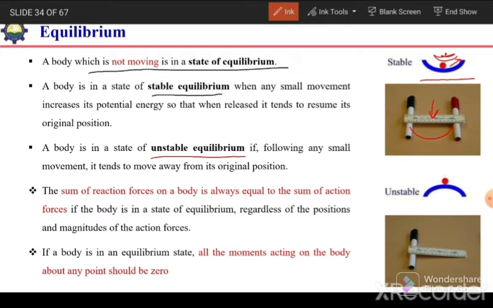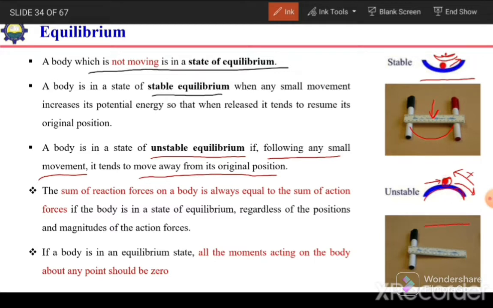If a body is said to be in the state of unstable equilibrium, then following any small movement, it tends to move away from its original position and it will not resume its original state of equilibrium. For example, again we have a ball, but it is turned upright and we place the ball at its peak, at rest. If we apply a small force and try to move it, it will fall down. It will not come back to its original position. So this is termed as unstable equilibrium.